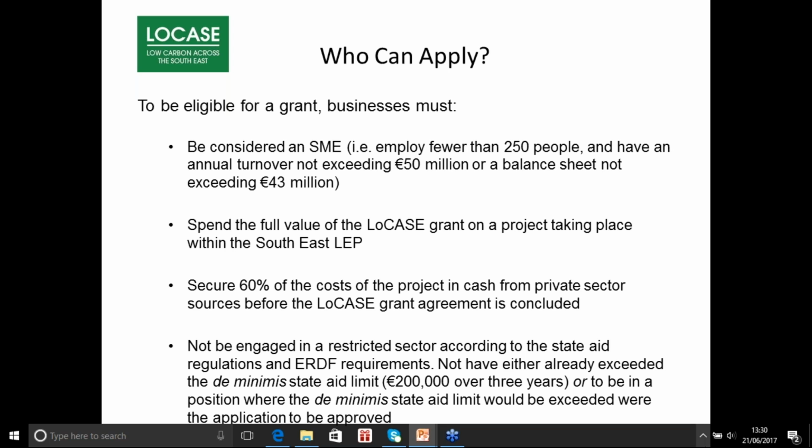And there are some restricted sectors as well that we can't help with. There are some state aid regulations that we work with, and there's a de minimis aid limit that we're working with as well. So if you've had more than €200,000 from other grant projects over the past 3 years, there's not much we can do to help you because you'll be over that state aid limit for us.